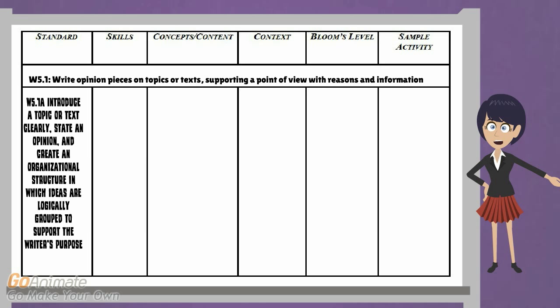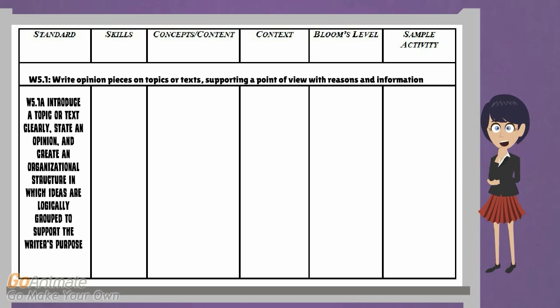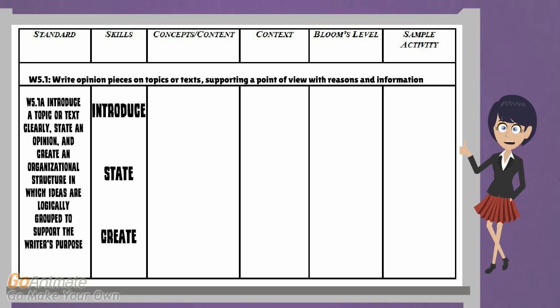The skills are represented by the verbs used in the standard, so I will look for some verbs. I see 5: introduce, state, create, grouped, and support. I don't think I need to include grouped and support here, because they refer to the ideas, not to what the student does. So, I will place introduce, state, and create in the skills column on the chart. So far, so good. Let's see what's next.